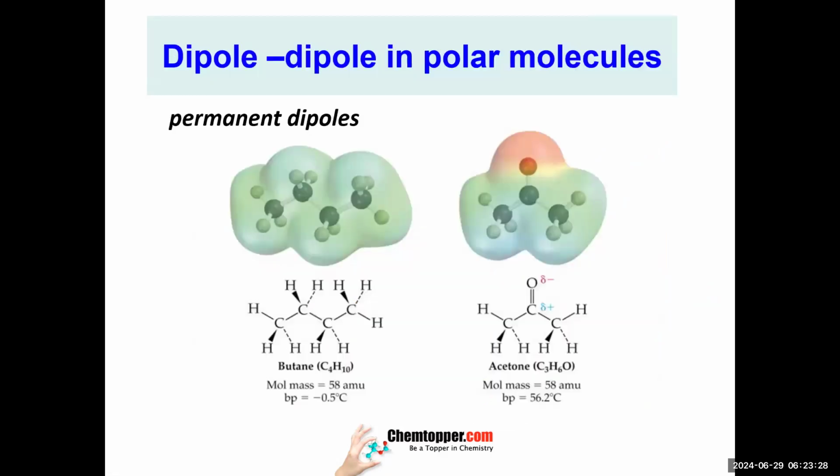And these dipoles, you remember I used the word temporary dipoles. So temporary dipoles are induced by the distortion of the electron cloud due to polarizability. But these dipoles, which are due to the polarity of the chemical bond, unsymmetrical molecules, they are permanent dipoles.